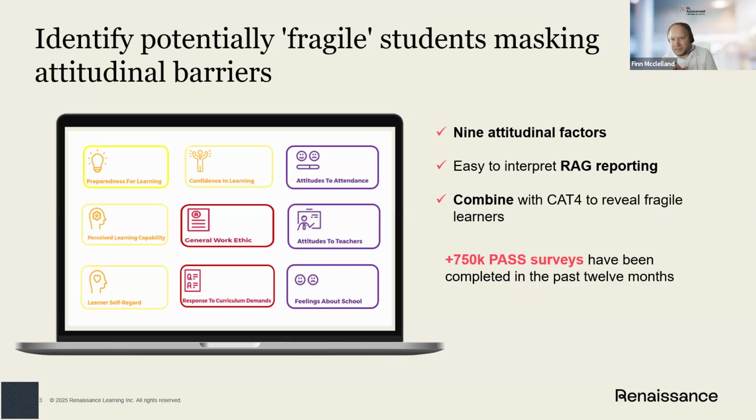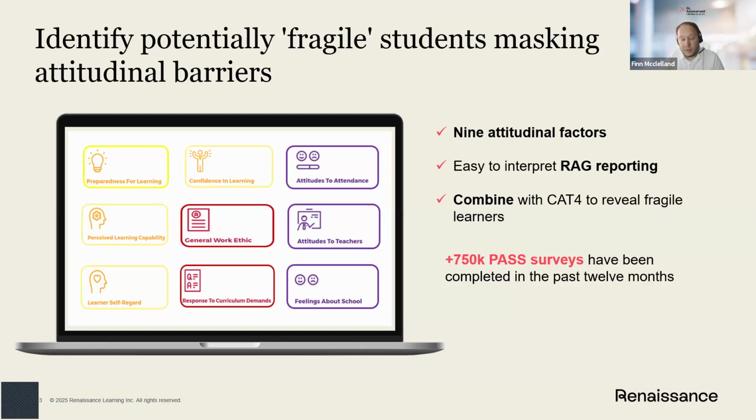I do love that case study. So Daniel is a student who we would describe as a fragile learner, someone whose CAT4 cognitive ability data has shown that he had enormous potential to achieve. He had the ability to achieve, but his lack of self belief was the key thing which was holding him back. And it was the PASS survey which identified that he really needed support building up his confidence. So I do love that case study.